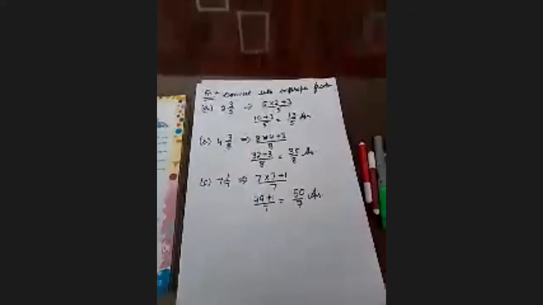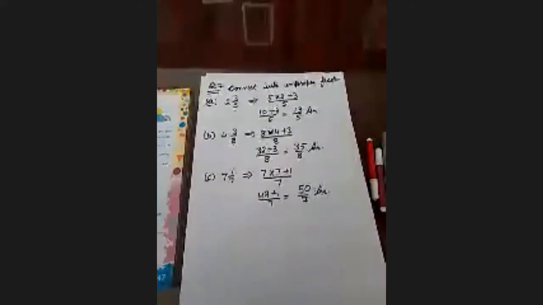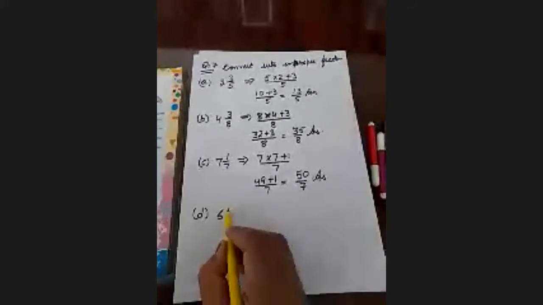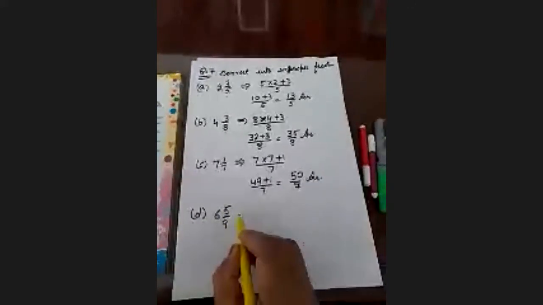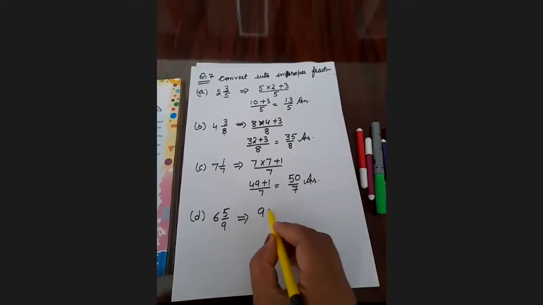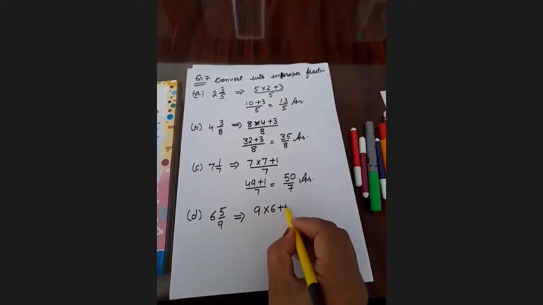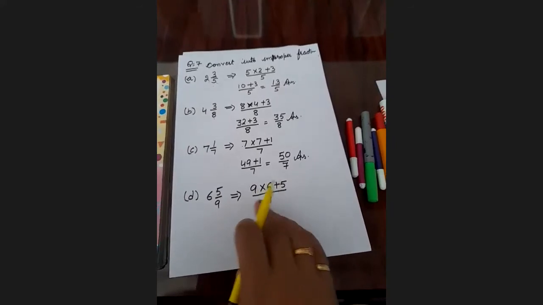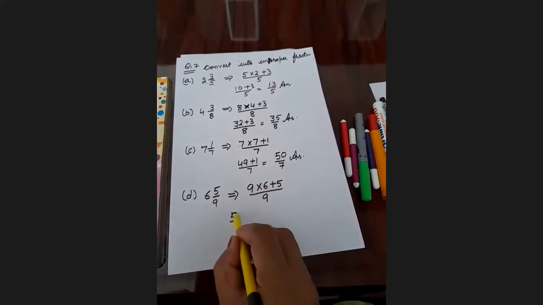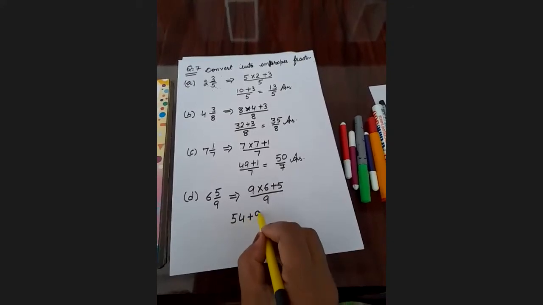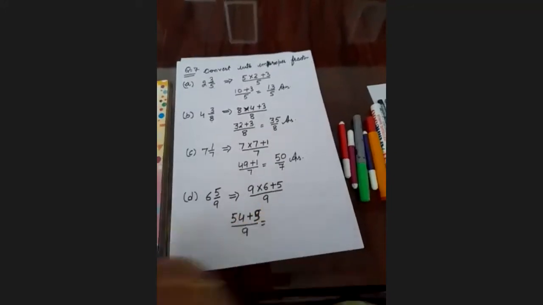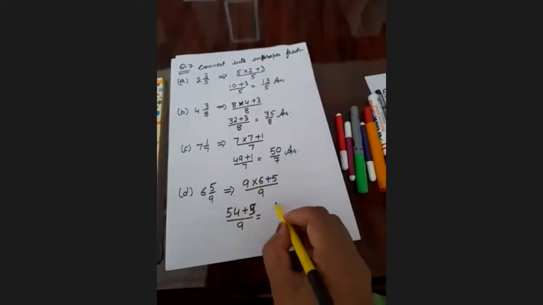Next is part D. 6, 5 upon 9. 9 multiplied by 6 plus 5 upon 9. 9 sixes are 54 plus 5 upon 9. 54 plus 5 is 59.